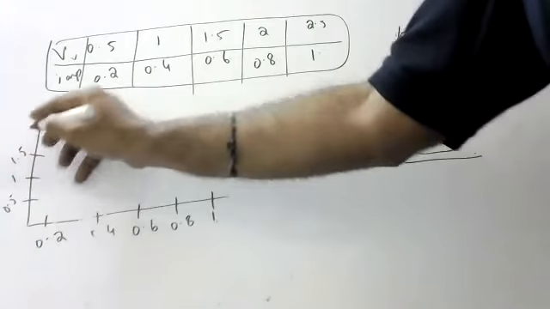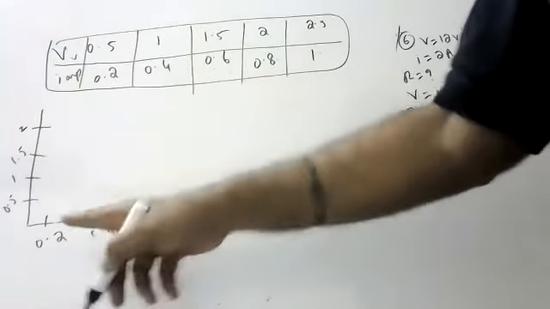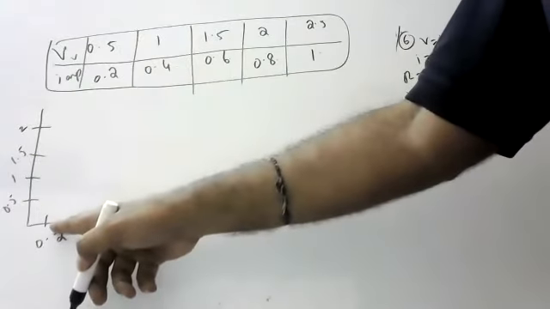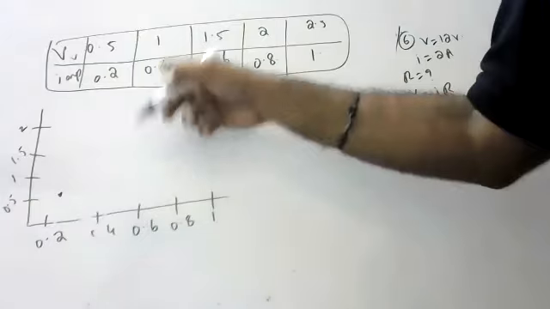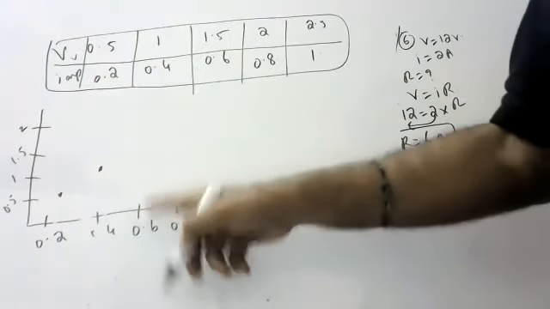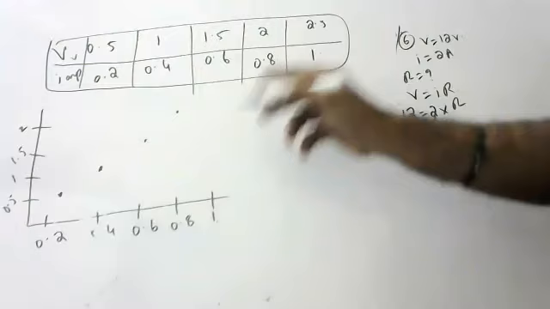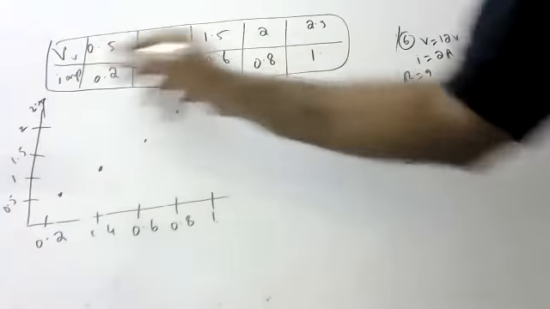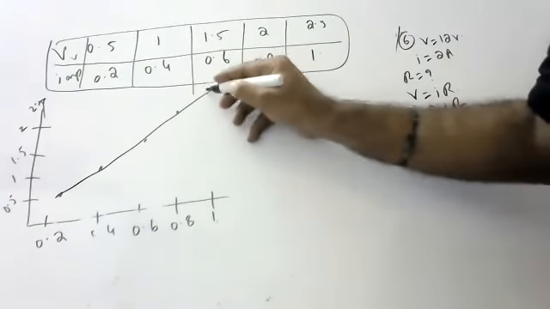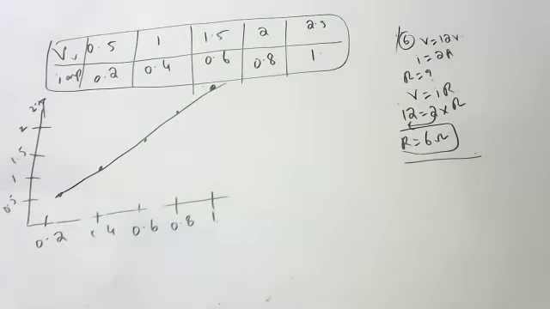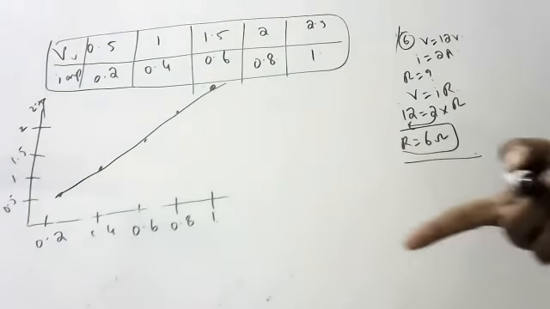1, 1.5, 2. So 0.5 is 0.2, 1 is 0.4, 1.5 is 0.6, 2 is 0.8, 2.5 is 1. So you get a straight line. You will get a straight line because resistance is constant.